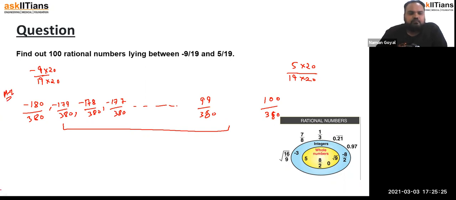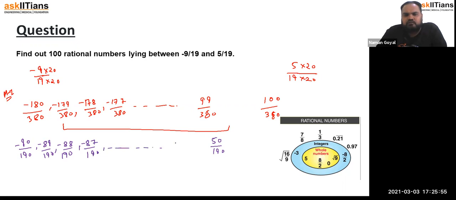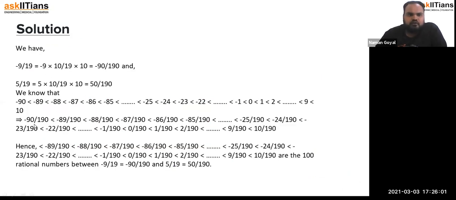Now if we multiply the numerator part and the denominator part, for example by 10, it gives minus 90 upon 190, and it gives 50 upon 190, right? So it also gives 100 numbers: minus 89 upon 190, minus 88 upon 190, minus 87 upon 190, and so on up to 49 upon 190, right? He also multiplied by 10 in numerator as well as in denominator. So you will get the same answer.